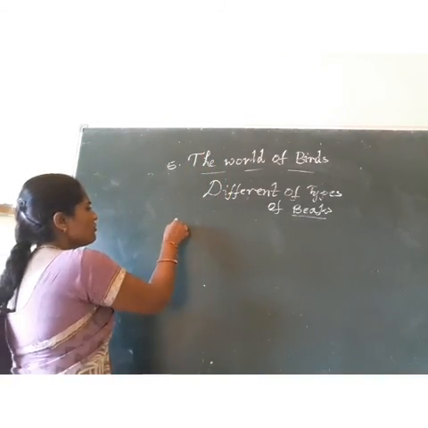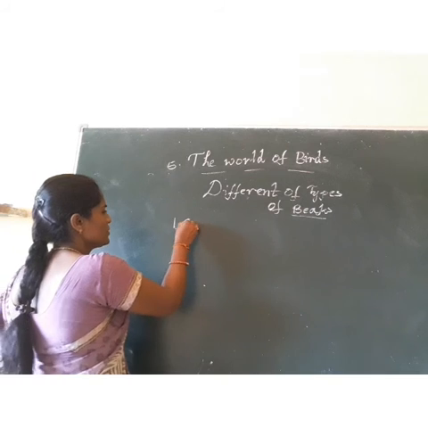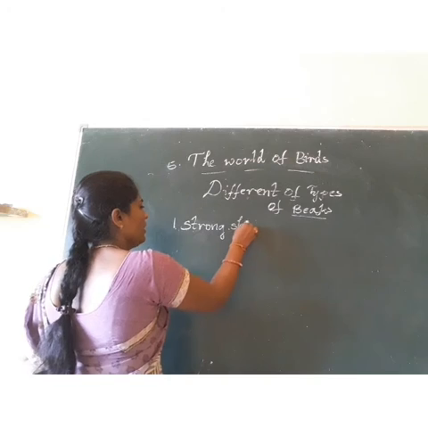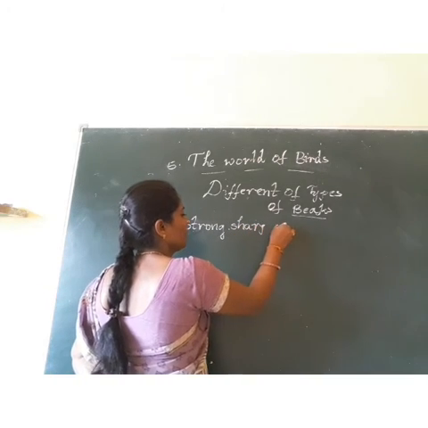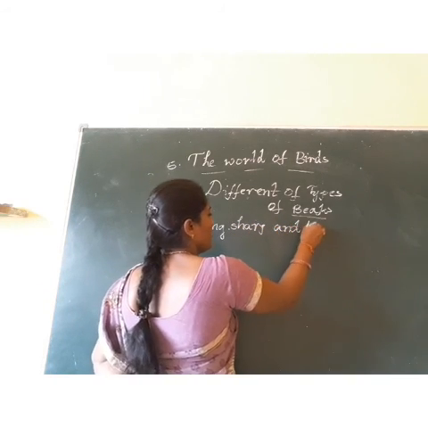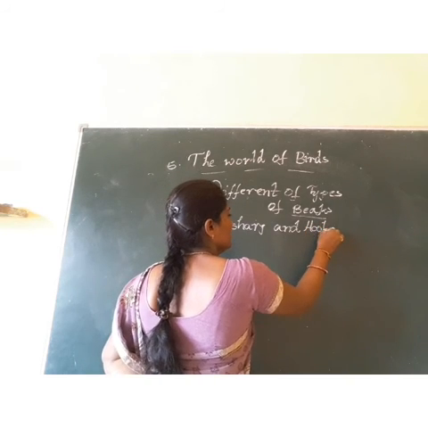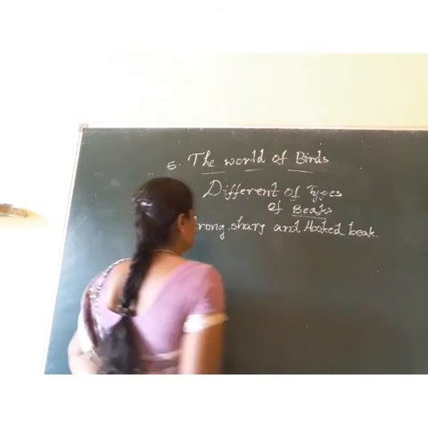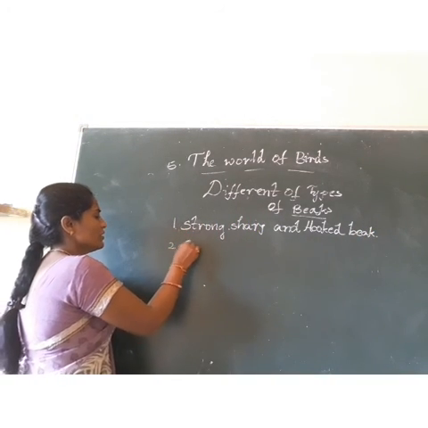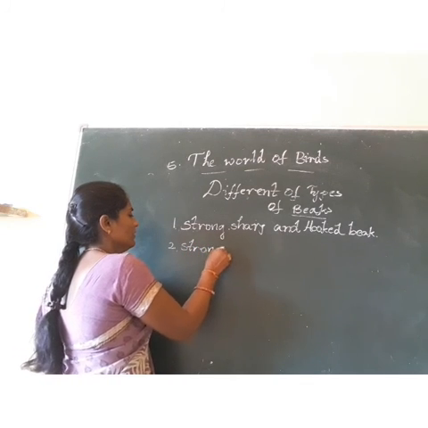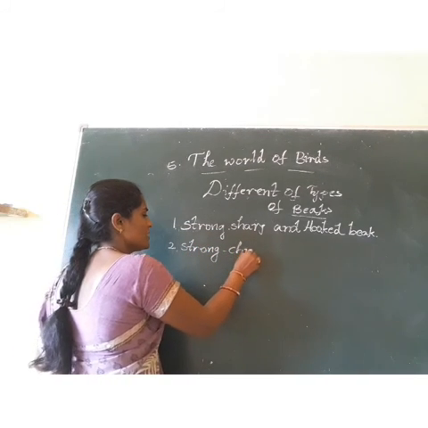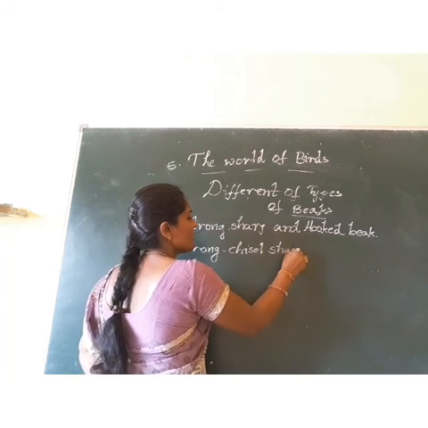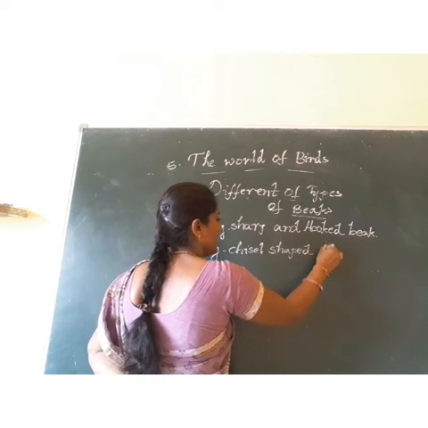Now, first of all, we have to write the name. First one, strong, sharp and hooked beak. This is the first one. Okay. And coming to the second one, strong, chisel shaped beak. Chisel shaped beak. This is also one type of beak.